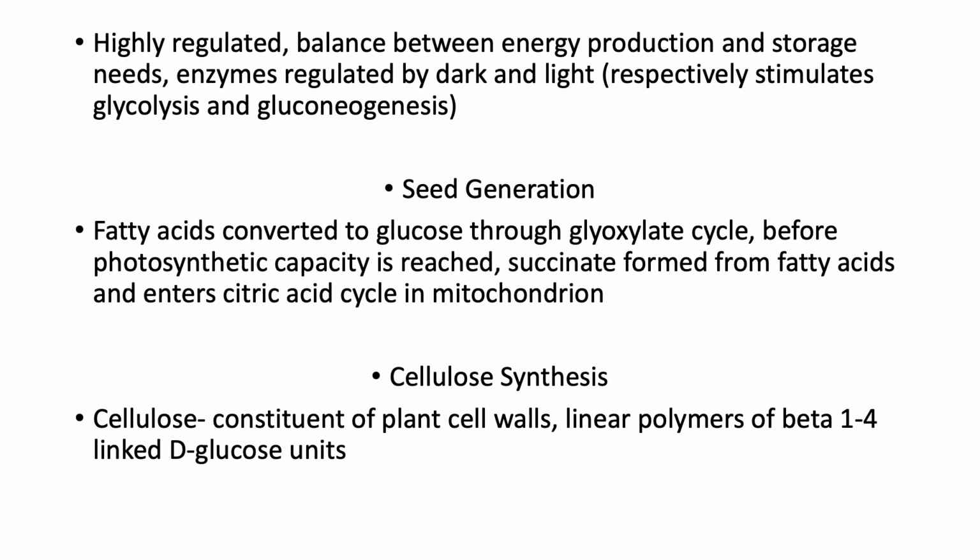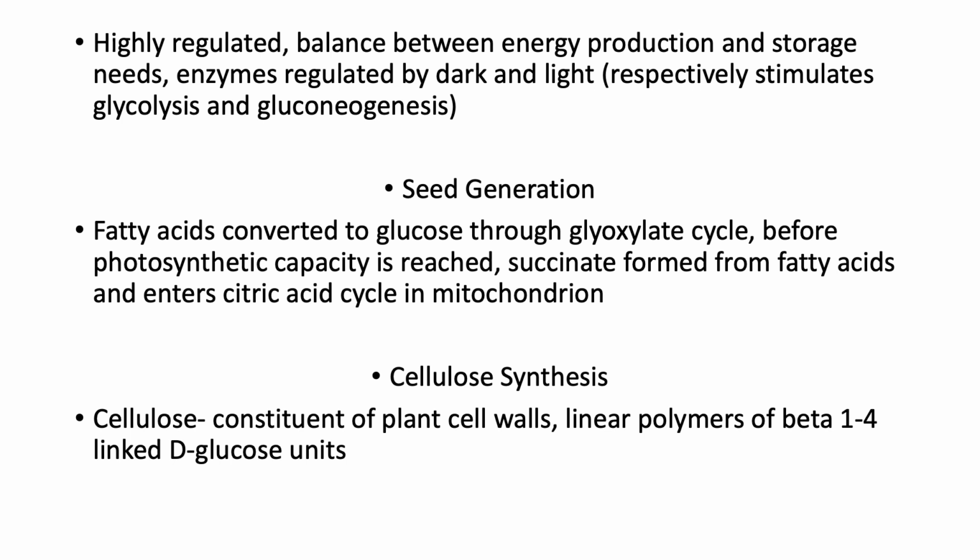This is a highly regulated process. There is a balance between energy production and storage needs. Enzymes are regulated by dark and light, which respectively stimulate glycolysis and gluconeogenesis. In seed germination, the fatty acids are converted to glucose through the glyoxylate cycle before photosynthetic capacity is reached. Succinate is formed from amino acids and enters the citric acid cycle in the mitochondrion.